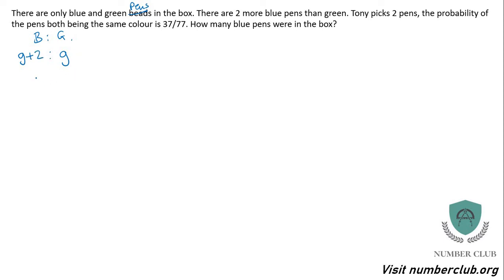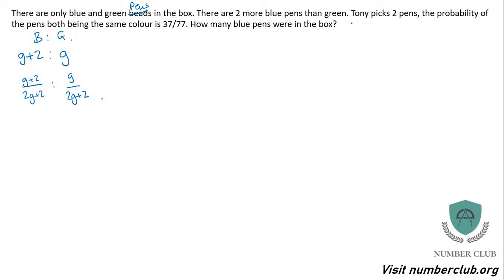Now we need to form the fractions. So that will be G plus 2 out of the total, which is 2G plus 2. And for greens, that would be G out of 2G plus 2.